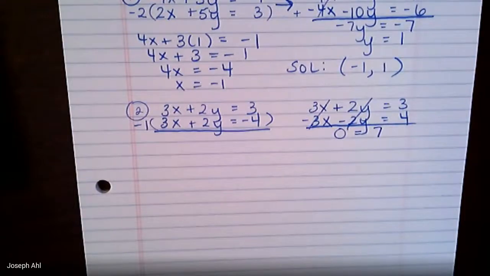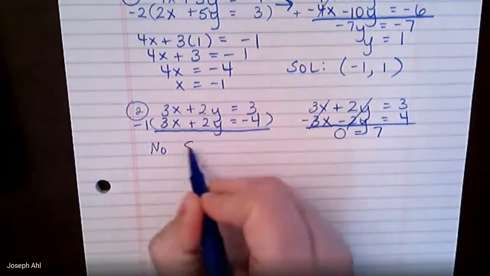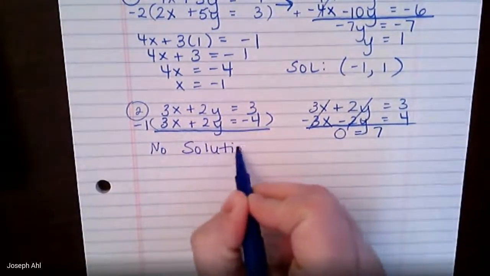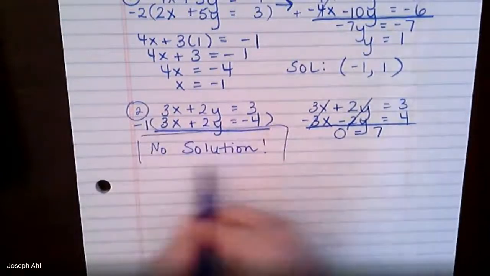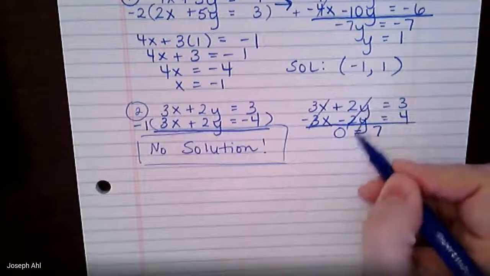She's shaking her head no, guys. Nope. 0 and 7 are definitely not the same number. So therefore, this system has no solution. Why does the system have no solution? Well, first of all, because 0 does not equal 7.